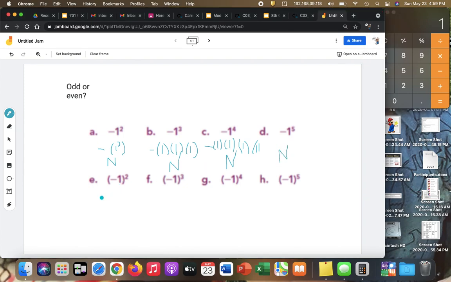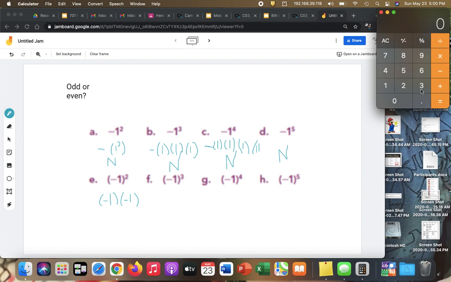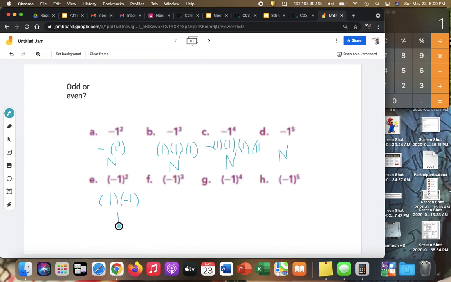Now, this is a little trickier here. Now that I have parentheses, negative 1 inside parentheses means I multiply negative 1 times negative 1. This is very important. That gives me a much different answer. Let's see what happens when I do that. Negative 1 times negative 1 gives me positive 1. A negative times a negative is positive.